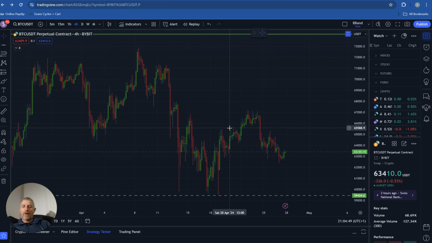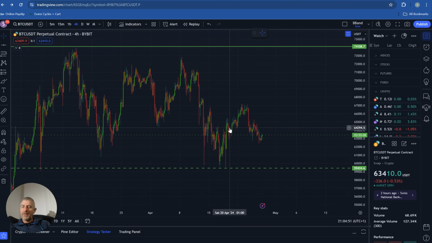Zooming down from the weekly to the 4 hour, the range is still there with the bottom at 59, 60,000 and the top at 74,000. And the midpoint is still the same. It's around 66,000, roughly 66, 67.